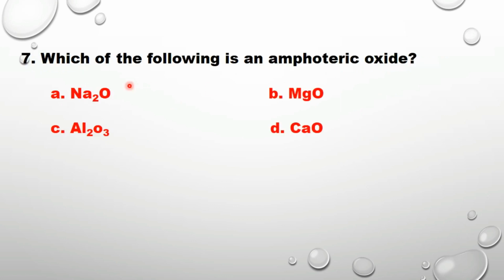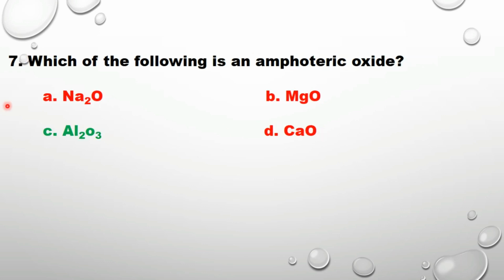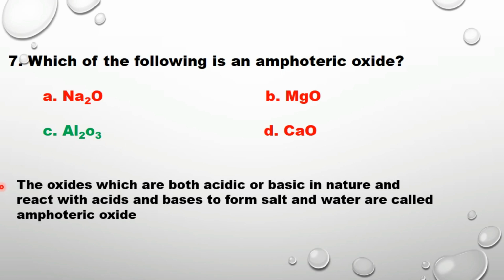Another question. Which of the following is an amphoteric oxide? Option A sodium oxide, B magnesium oxide, C aluminium oxide, D calcium oxide. And the answer is option C aluminium oxide. The oxides which are both acidic and basic in nature and react with acids and bases to form salt and water are called amphoteric oxides.